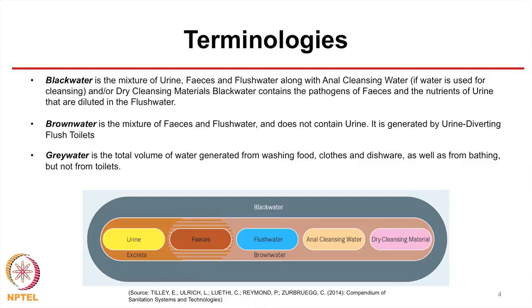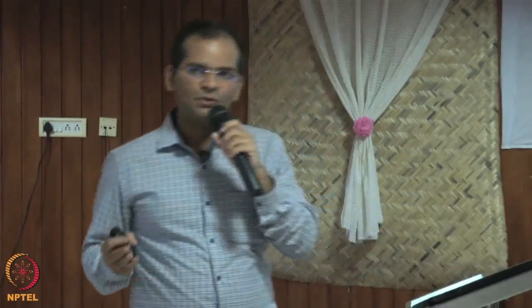Sewage is a mix of everything, and if you decipher how sewage forms, it basically forms from black water, brown water and grey water. Black water is a mixture of urine, feces and the washing water in the toilet that we use. Brown water is a mixture of feces plus fresh water, which you get when you have urine-separated toilets. And grey water is from the kitchens and bathrooms. And on a city scale, we mix all these three flows and we get sewage, typically.